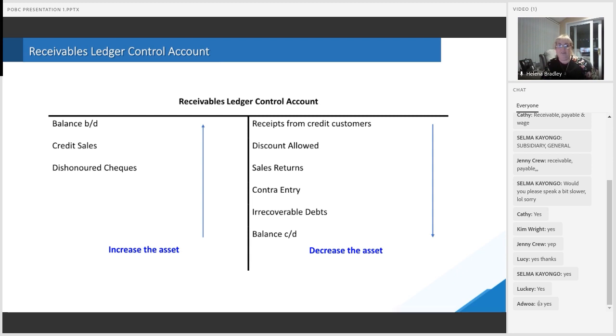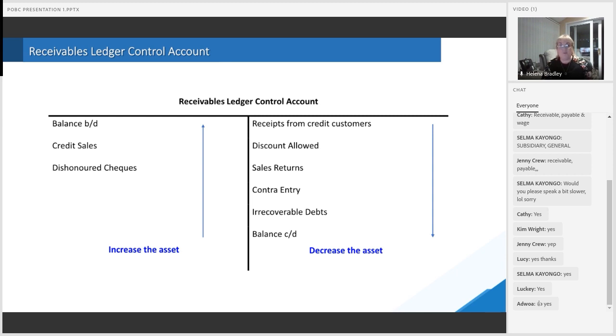If I offer my customers prompt payment discount and they take advantage of it, that will reduce what my customers owe me, and that's what we call discount allowed. And again, a term that you should be familiar with from introduction to bookkeeping. If I've sold damaged or inferior goods, I've overcharged my customers, I'll issue them a credit note, and that credit note will form part of the sales returns daybook. Those sales returns will reduce what my customers owe me and are on the credit side of the account.